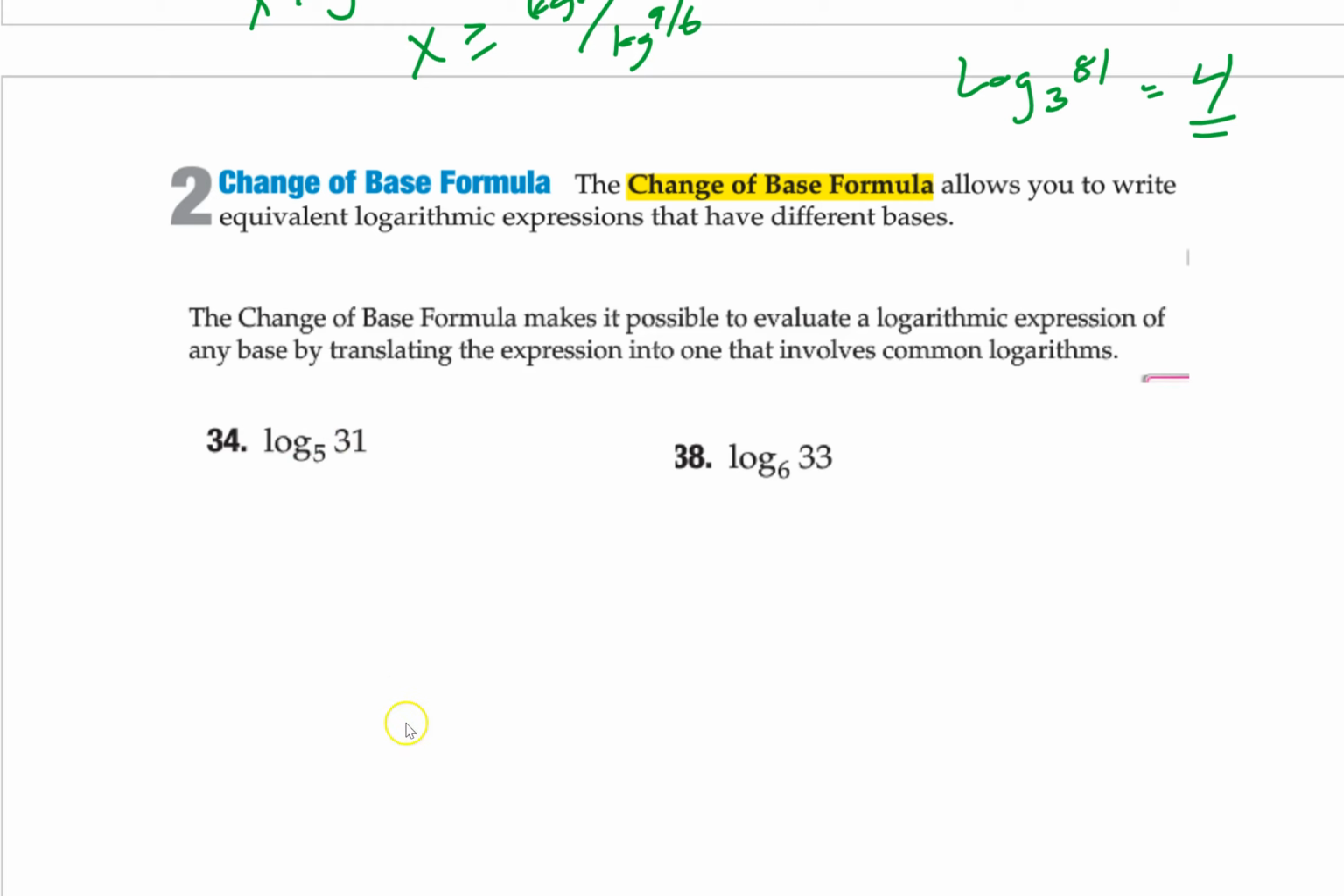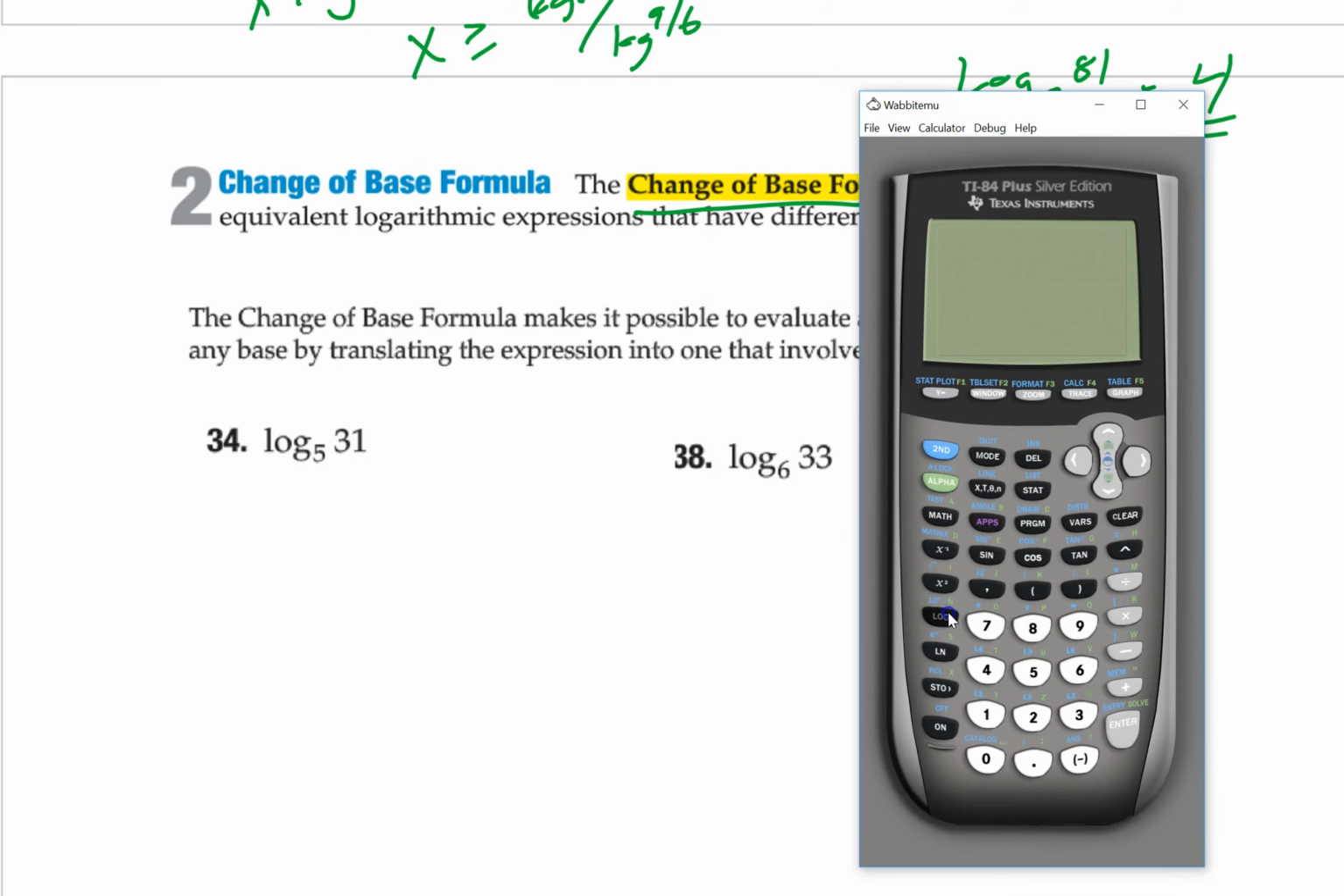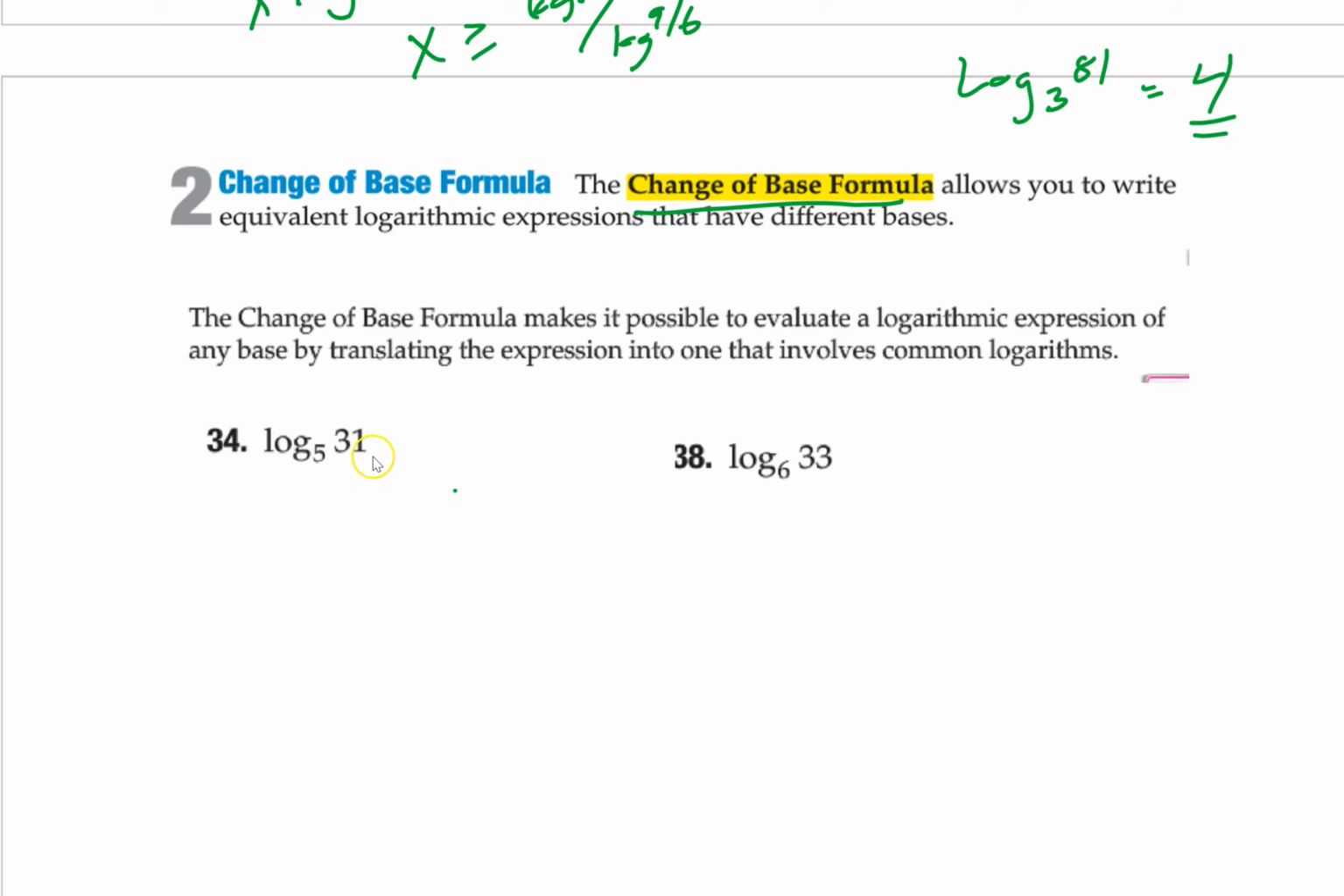So how do we do this? Well, we use a calculator. And there's a change of base formula, a very simple formula to use in your calculator. Because if you bring your calculator up, you put log, it's automatically base 10. How do I put the base? So what we do is this. Very simple. You just separate it.